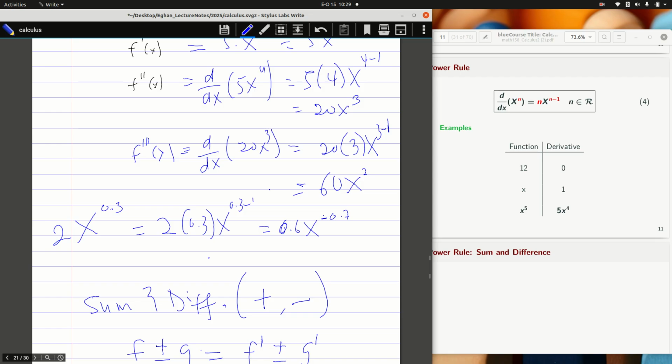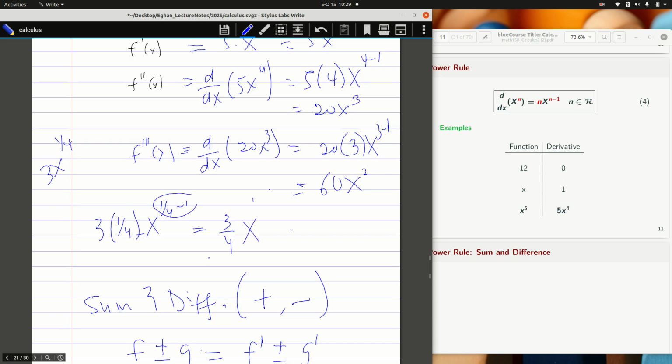Let's try 3x to the power 1 over 4. It means by the power rule I'm going to get 3 out here, 1 over 4 times x to the power 1 over 4 minus 1. And what do I get for the multiplication? I'm going to get 3 on 4 here, x to the power, you should know what to do here, and that gives you your power rule.